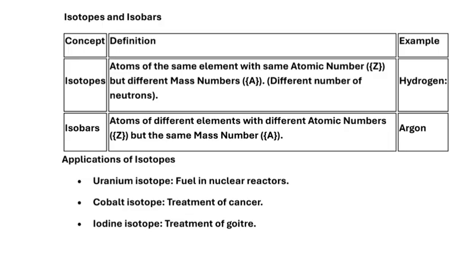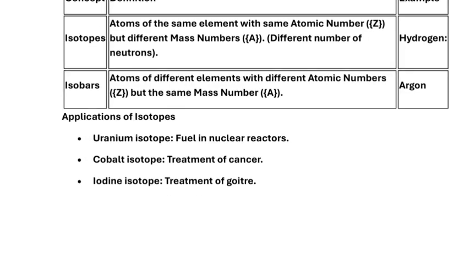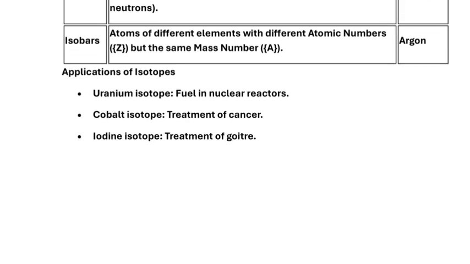but different mass numbers, A. Different number of neutrons. Example: hydrogen. Isobars are atoms of different elements with different atomic numbers, Z, but the same mass number, A. Applications of isotopes: uranium isotope, fuel in nuclear reactors.